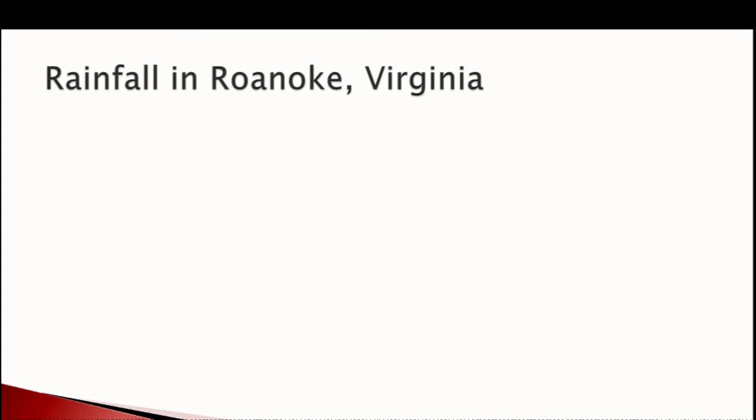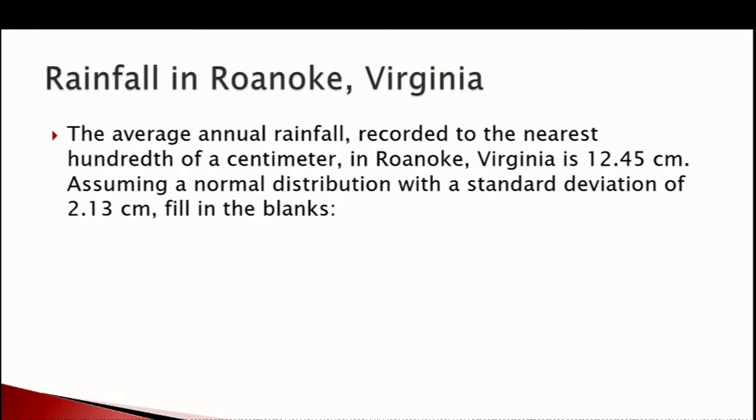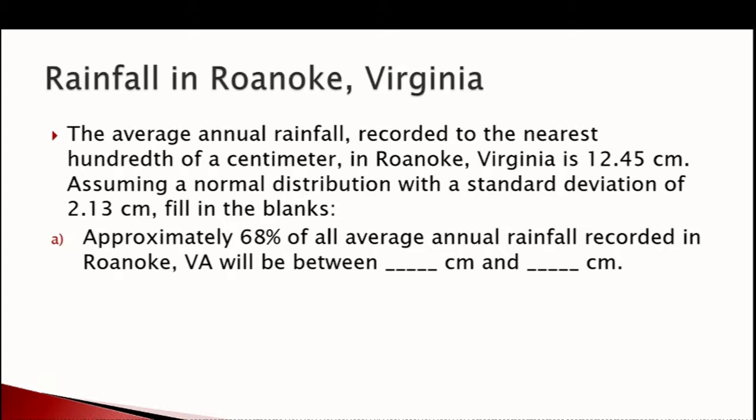This example is about rainfall in Roanoke, Virginia. So this is a county, and I hope I say the name correctly. The average annual rainfall recorded to the nearest hundredth of a centimeter in Roanoke, Virginia is 12.45 centimeters. Assume a normal distribution with a standard deviation of 2.13 centimeters. Fill in the blanks.